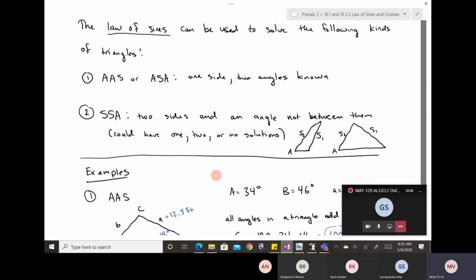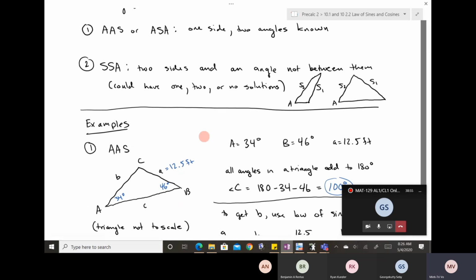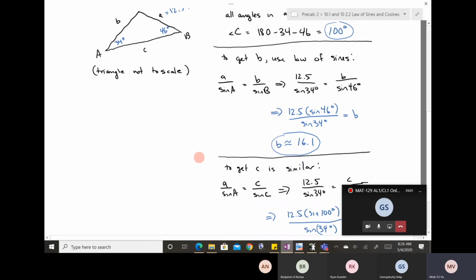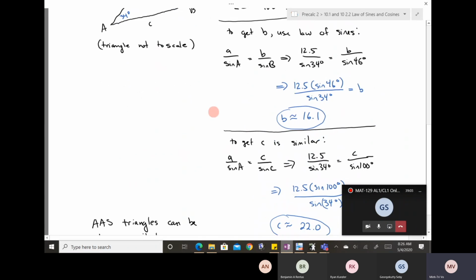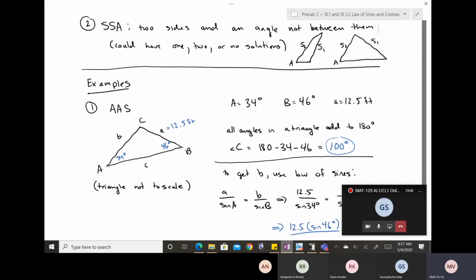Okay, so these are the situations where we want to use the law of sines. I've already done this example. Here this is an AAS triangle, right?